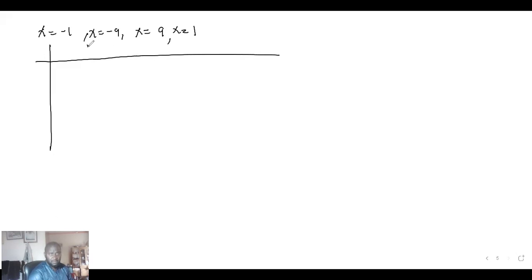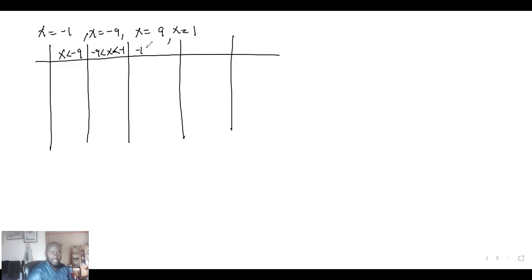Now I also need to show you this one. X is -1, X is -9, X is equal to 9, X is equal to 1. These are 4 critical points, and they result into 5 regions. Why? You have a region of X less than -9, -9 less than X less than -1, -1 less than X less than 1, 1 less than X less than 9, and X beyond 9.